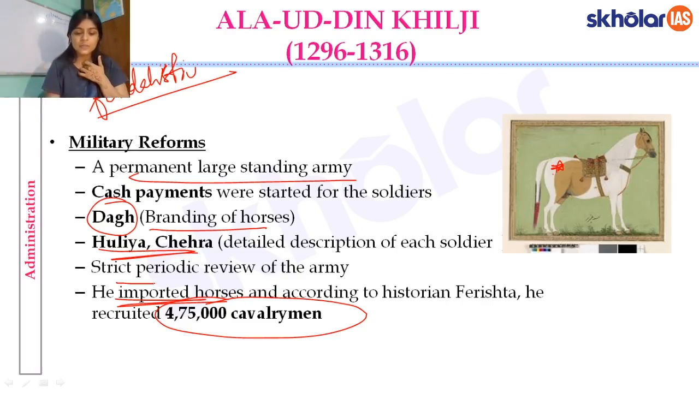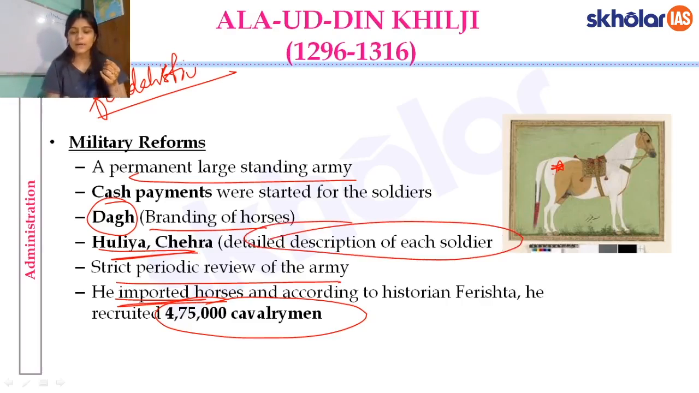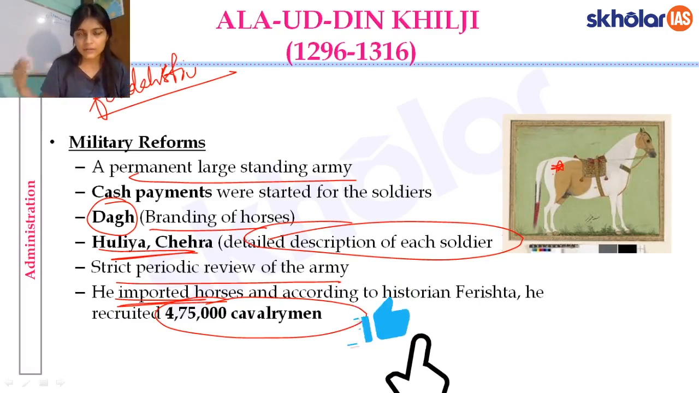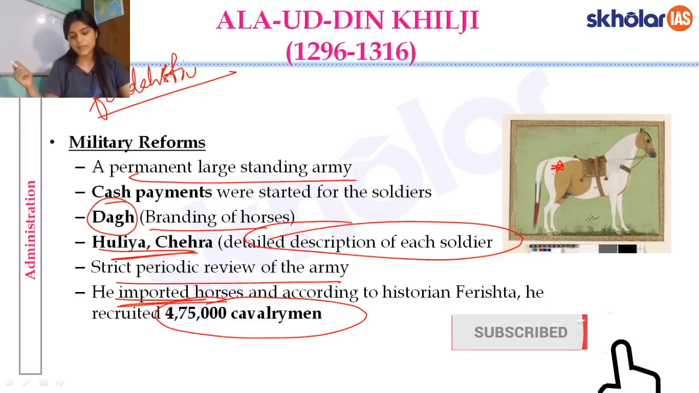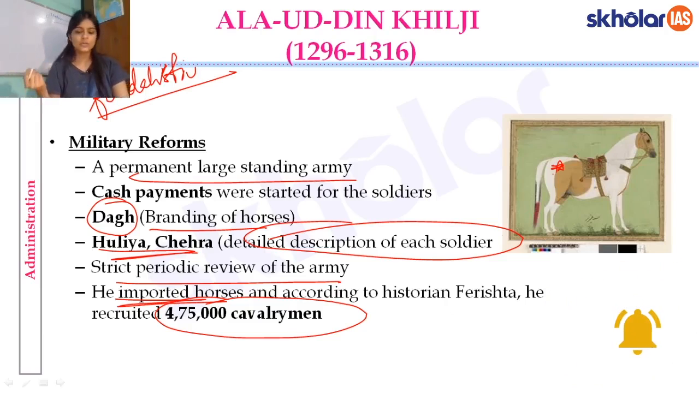And strict periodic, okay, now why this? Why detailed description of each soldier? Same logic, so that he knows that no outsider tries to get inside his army and some kind of treachery can't be done to the Sultan. Next is the strict periodic review of the army. Time to time he will review how is the army doing. That was the next one. And lastly, again, imported horses and a very strong, huge number of cavalrymen.